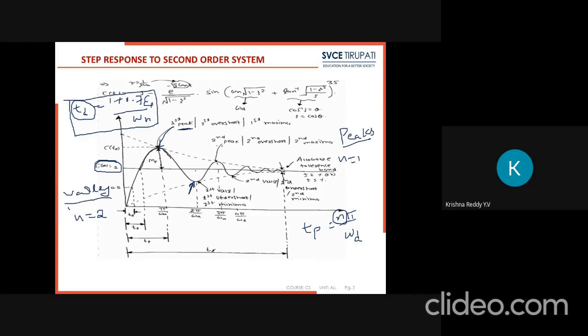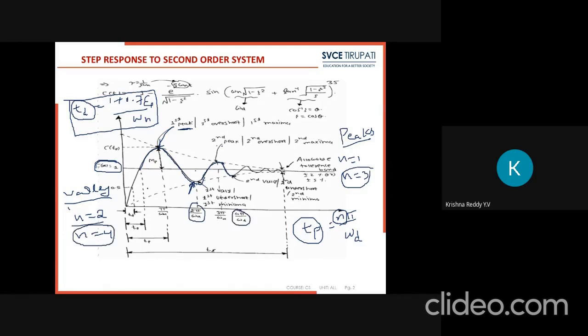It is the first peak, it is the first valley. Next is the second peak, where n equal to 3. For the second valley, n equal to 4. The time required to reach the first peak is pi by omega d. The time required to reach the second peak is 3 pi by omega d. The time required to reach the first valley is 2 pi by omega d. The time required to reach the second valley is equal to 4 pi by omega d.